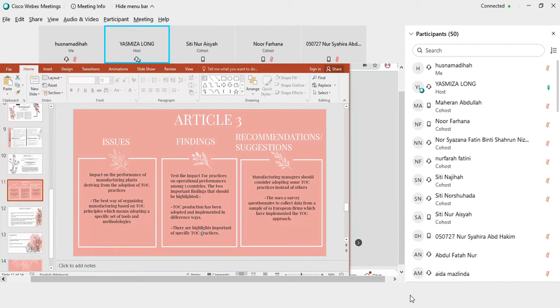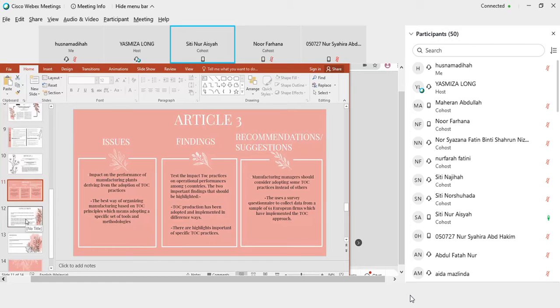Second, this study also highlights the importance of specific TOC practices. In this article, we find that they use three most effective methods to improve the manufacturing performance of their plant. First, non-constrained resources with excess capacity. Second, drum buffer rope methodology. And the last, master schedule optimized for constrained resources. That's all that I can find in this article.